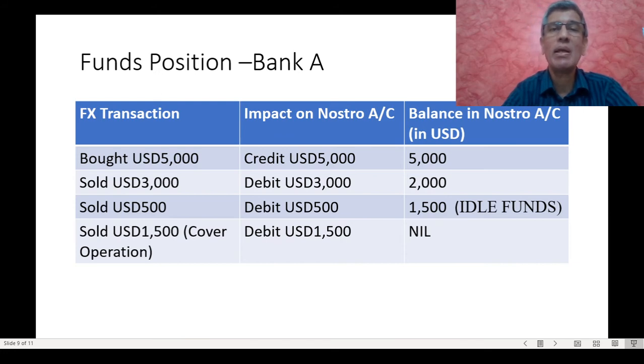and this amount is lying idle in the Nostro account, which is a current account, without earning any interest to the bank. So as we saw earlier, such overbought position has to be squared by doing a sale transaction by way of cover operations. So when the bank sells $1,500 to square its position, such sale of $1,500 will result in a debit to its Nostro account, and that will make the balance nil. There will not be any idle funds lying in the account, and the bank would have also managed the foreign currency risk as part of its treasury management.